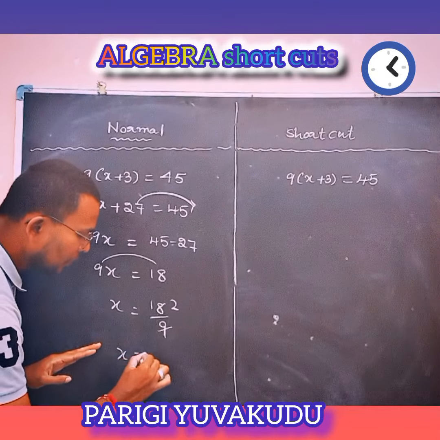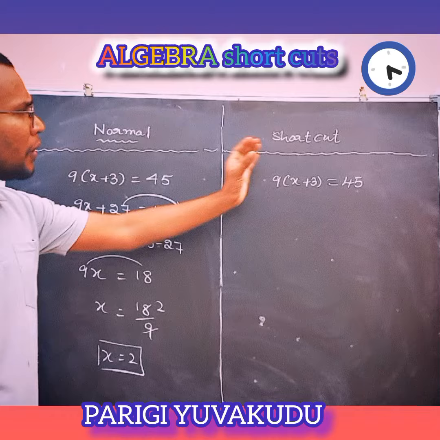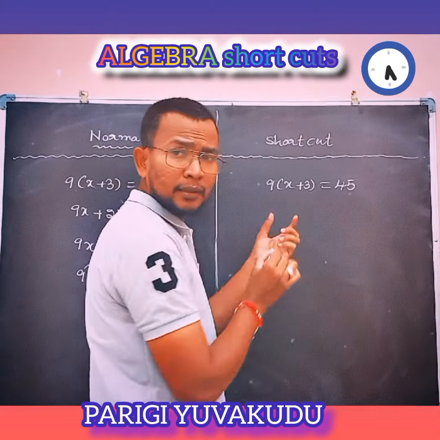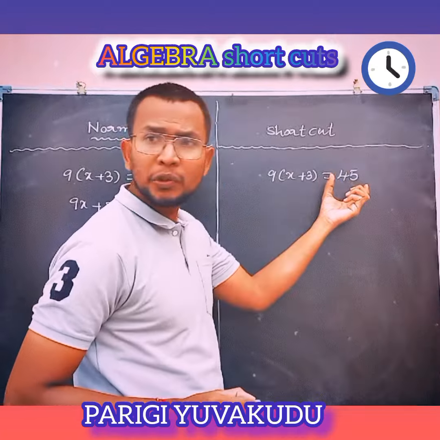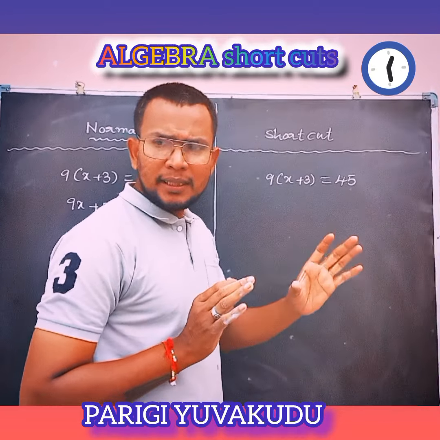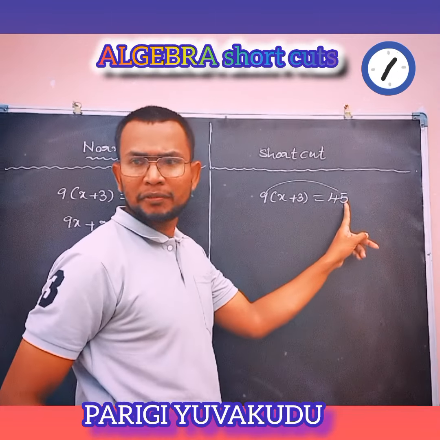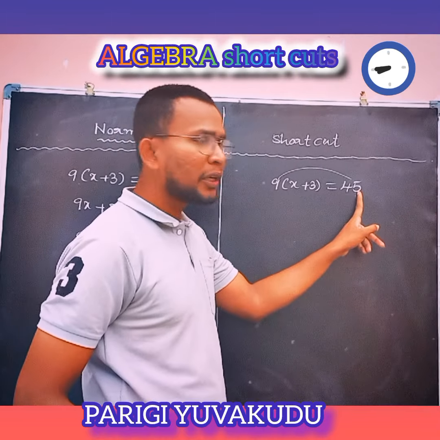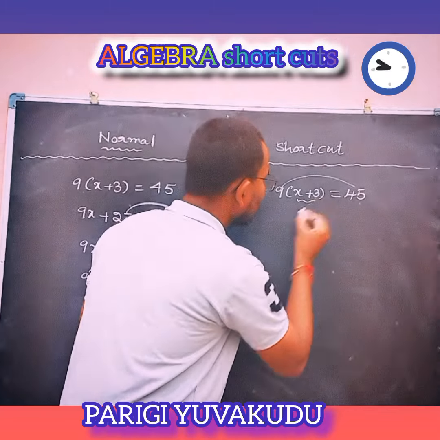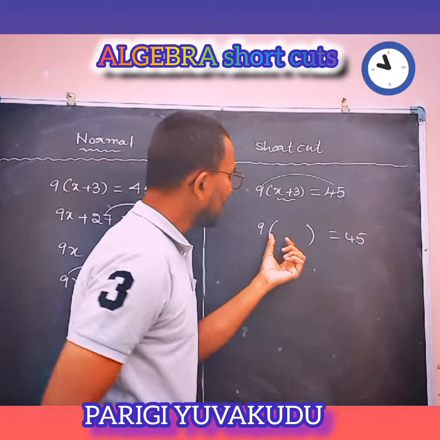Now what is the shortcut? We know already. See here, same problem, 9 into (x plus 3) is equal to 45. But now how to do the shortcut? The easiest way: see here, this is the multiplication table of 9. 9 into 5 is 45. So already here 9 into something is equal to 45. Now what do we want to put here? 9 fives are 45.